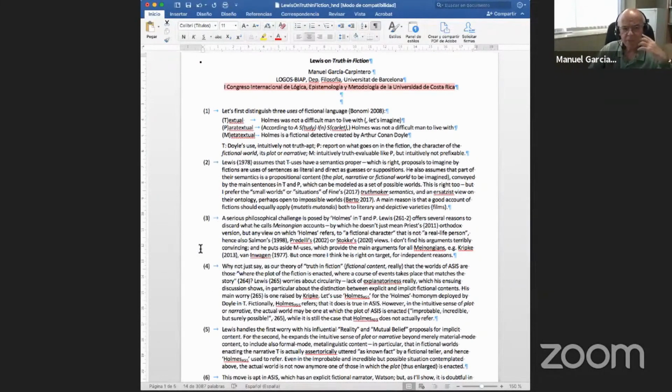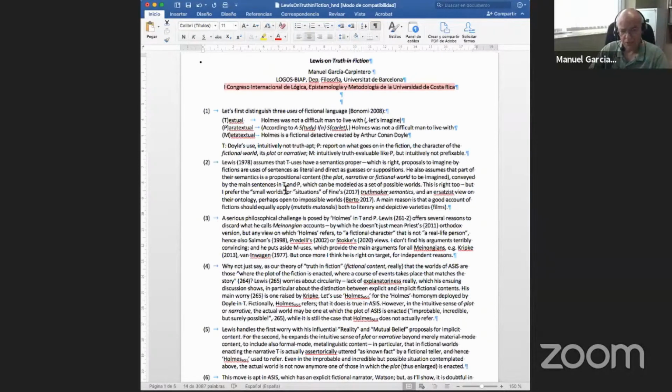So I'll first find it important to distinguish three different kinds of fictional discourse. This is a standard distinction that Lewis implicitly makes in the paper, as do other very influential people writing at these times, Kripke, Van Inwagen. But I'm using the terminology from my friend Andrea Bonomi, which I find apt.